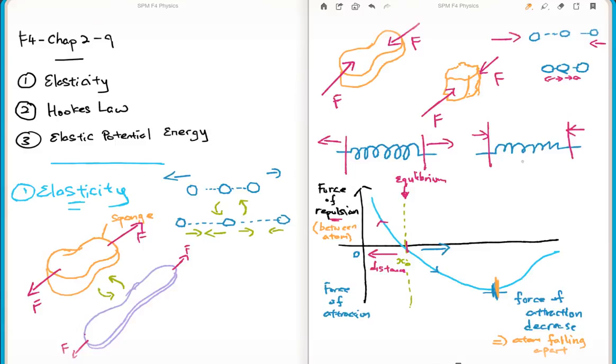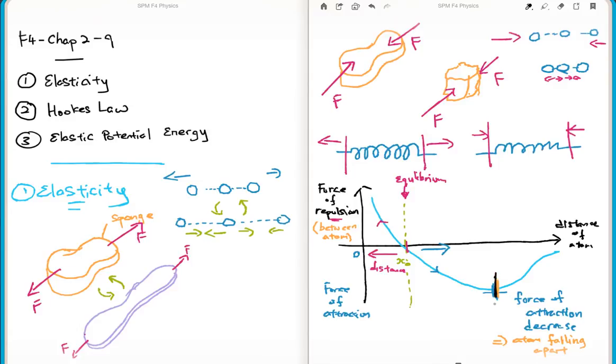Okay. So this is how you want to read this graph. This is distance of the atom. That is how you read it. Where will you find this? If you overdo it, if you stretch this spring too far apart, then this spring will never come back to its original position. This is the position, the maximum.